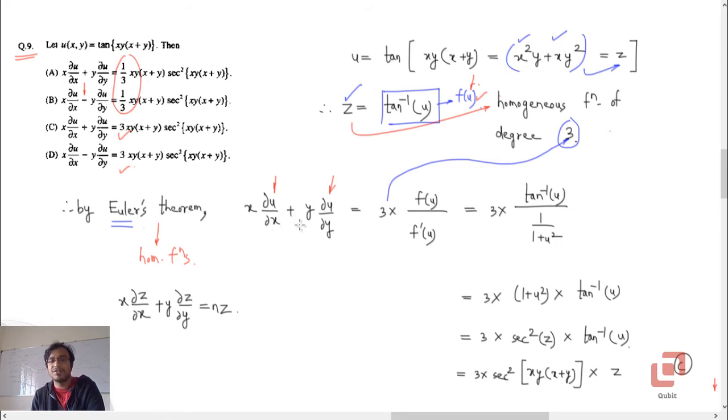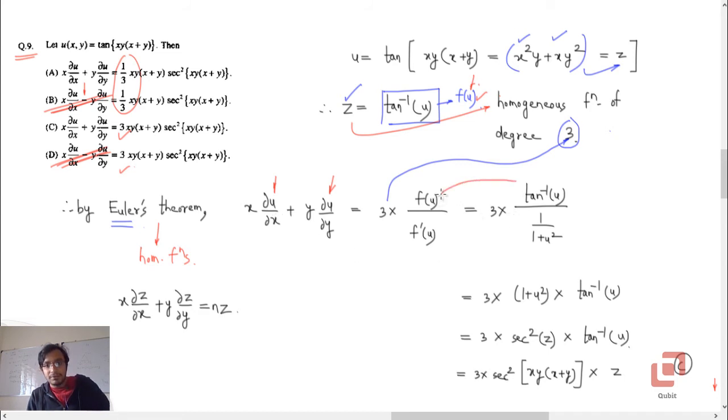So x ∂u/∂x + y ∂u/∂y equals 3 times f(u) upon f'(u). By this time it should become clear to you that these negative options need to be ruled out. So it has to be either A or C. Fine. Now what is f(u)?